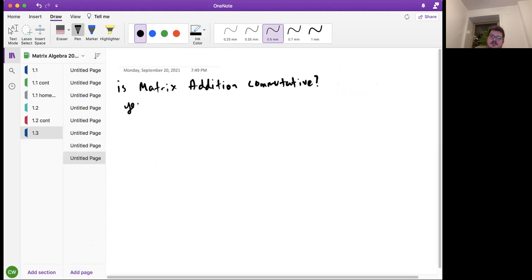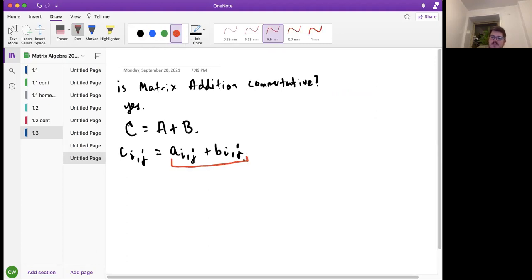Yes, it is. So let's think about C equals A plus B. We defined every entry to be just coordinate-wise addition. Now, what is this addition here? What type of addition is that? Is that matrix addition? What am I adding there? Those are just numbers, right? These are just normal numbers.